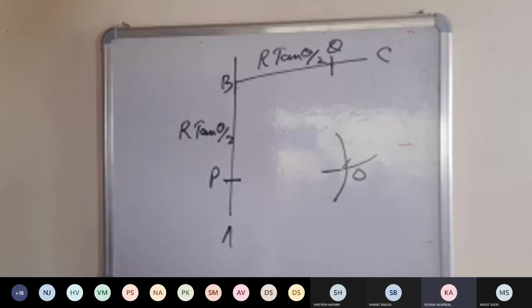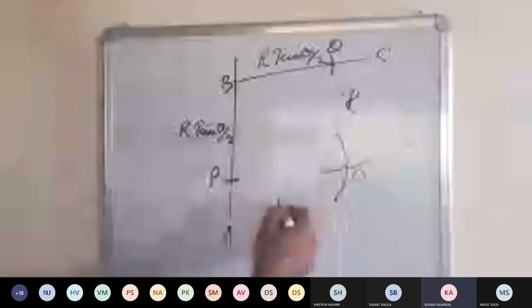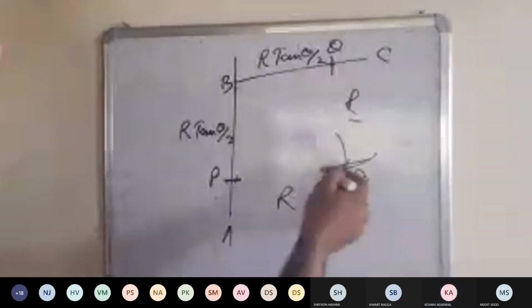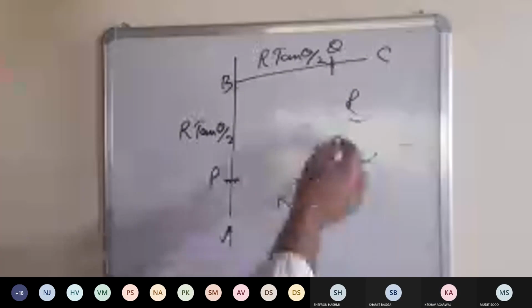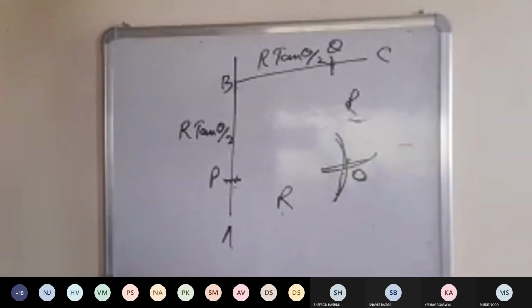From points P and Q, cut an arc of radius r such that they intersect at point O. ठीक है, तो यहाँ से आपने आर्क डिस्टेंस के बराबर एक आर्क कट किया, यहाँ से भी आर्क के बराबर आर्क कट किया, they intersect at O. Is that okay? Yes, sir. Next.